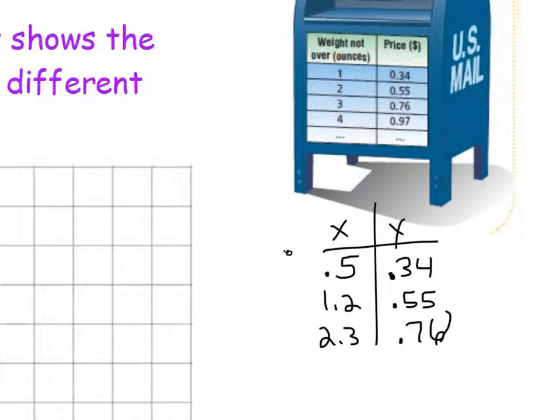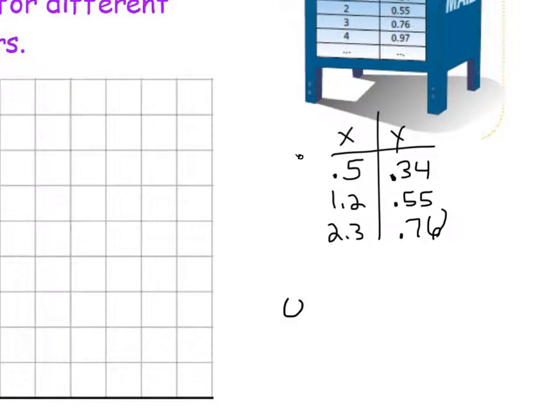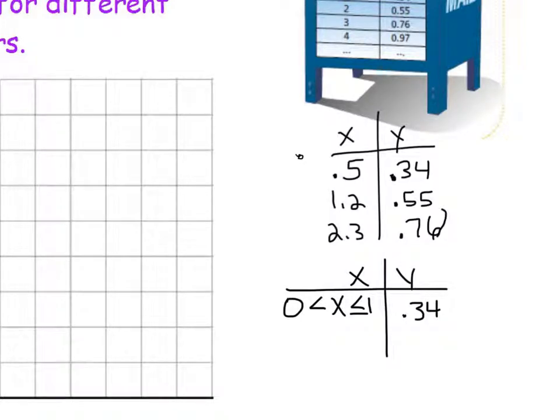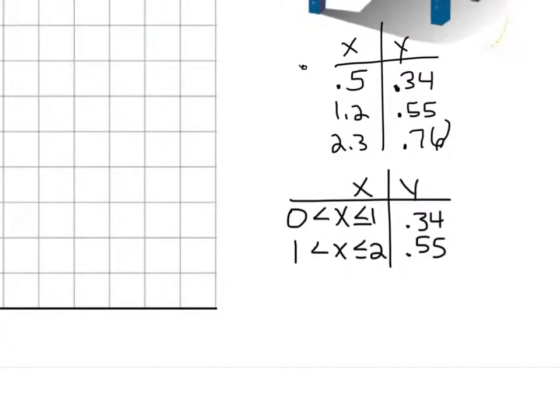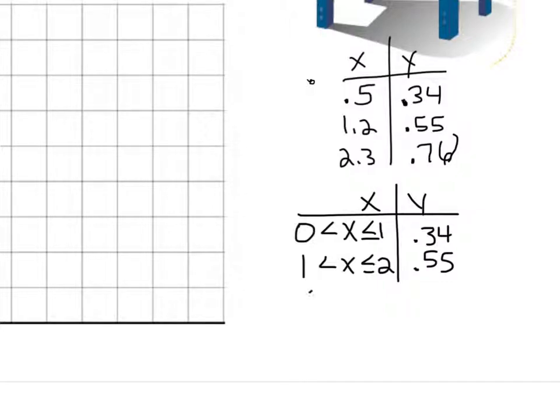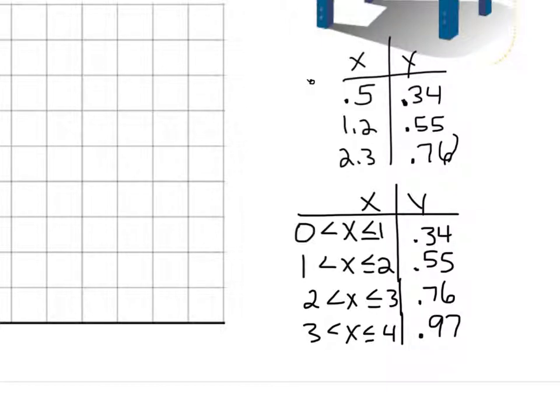So we can see that for values between 0 and 1, not including 0, the price of the postage will be 34 cents, and that's that notation that you use. For between 1 and 2, not including 1 but including 2, the price is going to be 55 cents. And then between 2 and 3, not including 2 but including 3, the price will be 76 cents. And then 3 and 4, the price would be 97 cents.